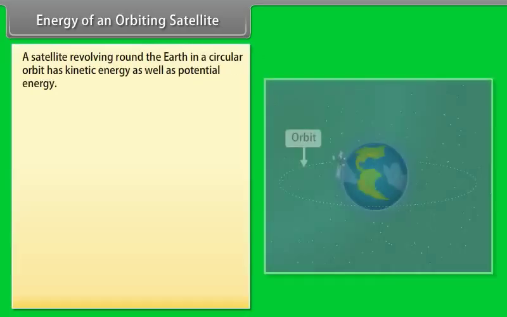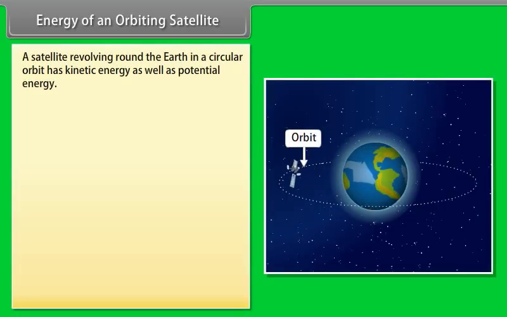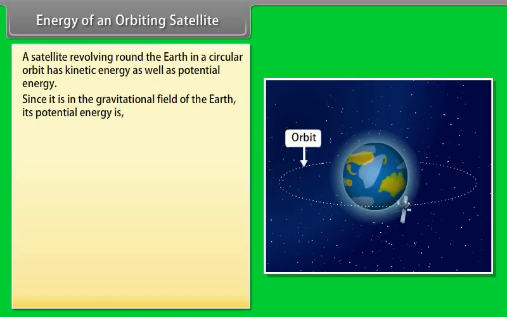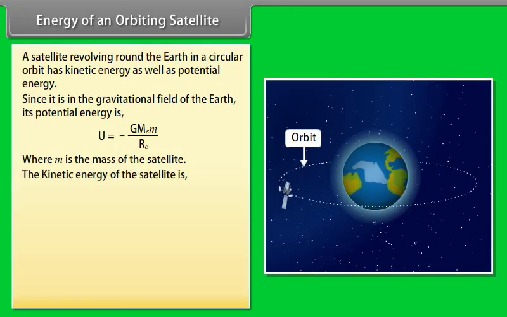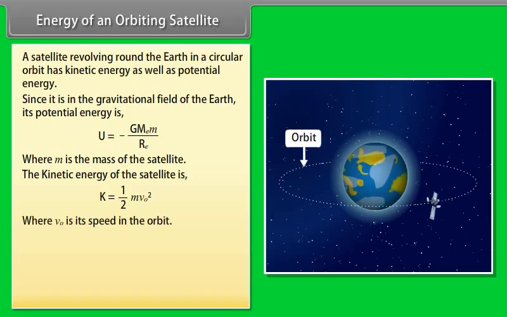Energy of an orbiting satellite. A satellite revolving round the Earth in a circular orbit has kinetic energy as well as potential energy. Since it is in the gravitational field of the Earth, its potential energy is U = -GMₑm/Rₑ, where m is the mass of the satellite.